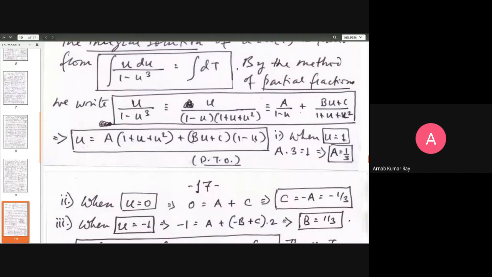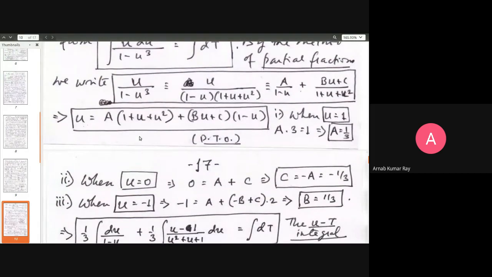And 1 minus u will be 0. So basically, a into 3 is equal to 1. Therefore, a is equal to 1/3. When u is equal to 0, this will be 0. This will be a into 1 plus 0 into 0. So a into 1 plus this will be 0, and this will also vanish. So you'll just be left with a plus c. Therefore, c will be equal to minus a, and hence it will be minus 1/3.